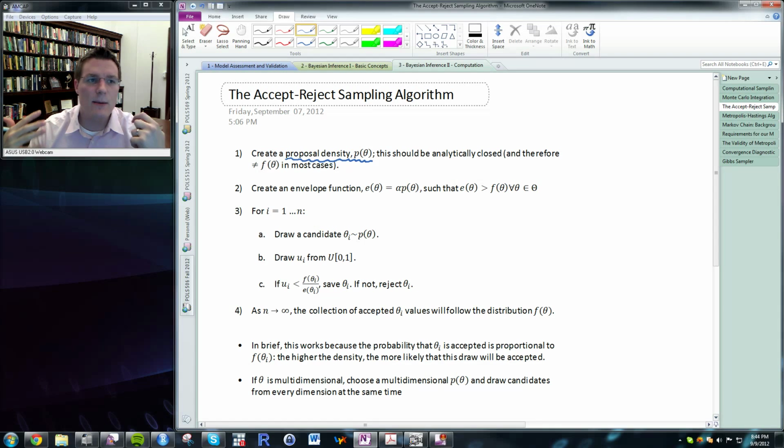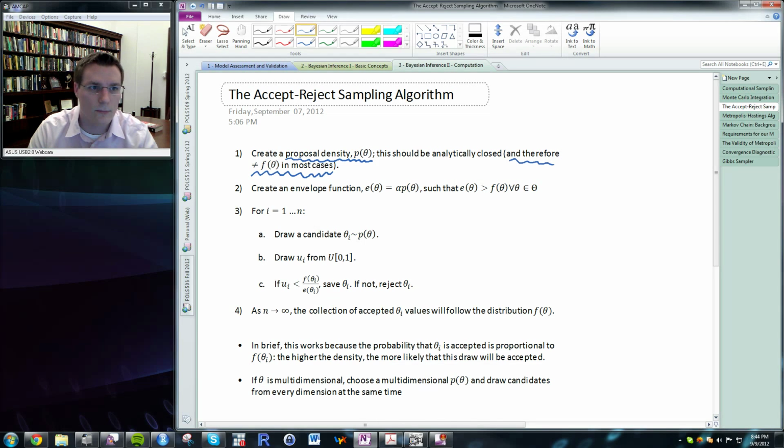Anything that we can sample from easily in R or Stata is a potential candidate as a proposal density. And of course, it's trivial to say this is not going to be equal to the target density that we're interested in sampling from. If we had an algorithm to sample from the target density, we wouldn't be bothering with this algorithm in the first place.